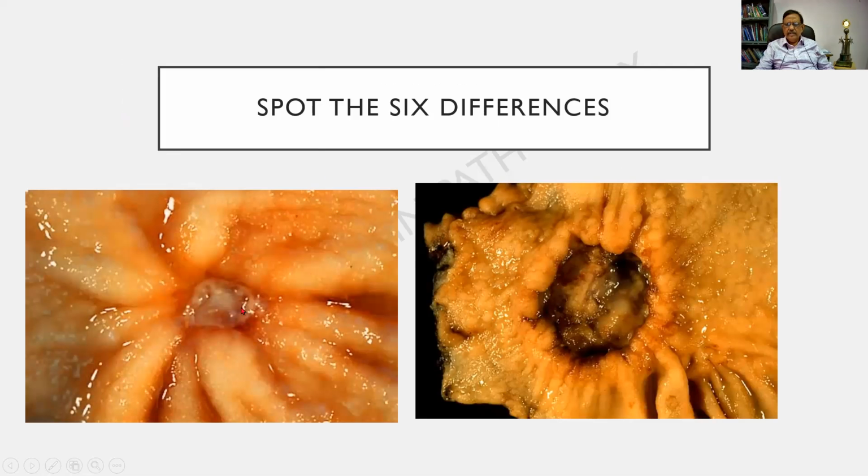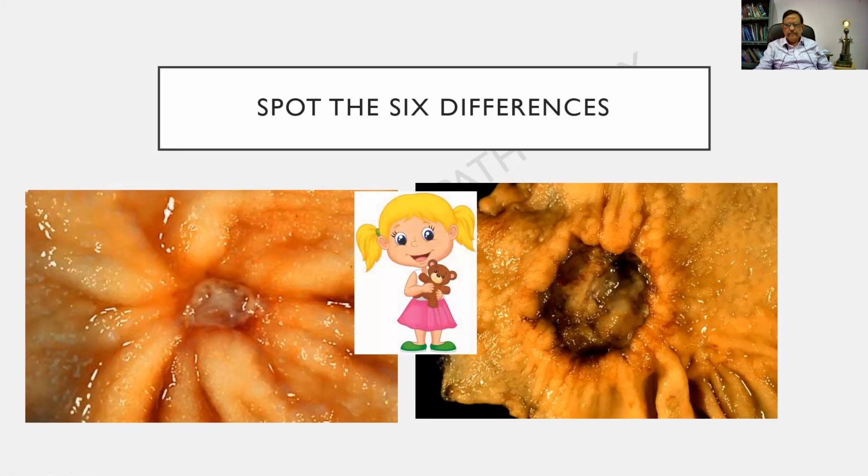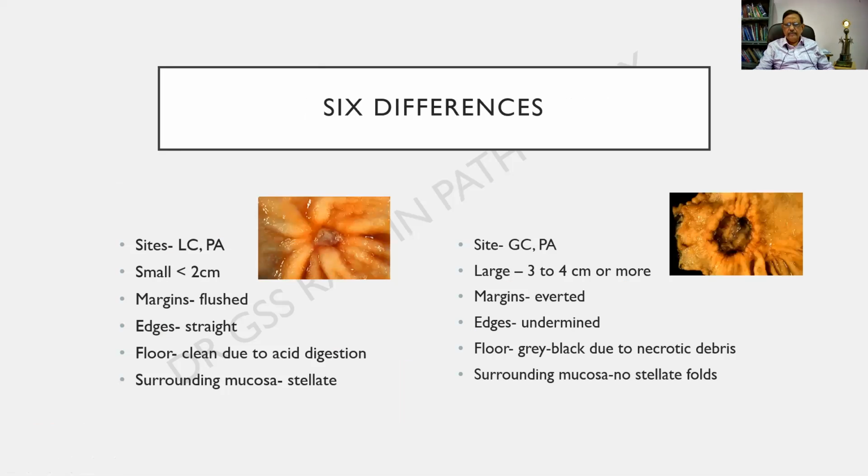Spot the differences. Most of my slides will be pictures, and pictures means pathology. Here is the ulcer that we had seen earlier, and this is slightly different. So what are the 6 differences that we can see? You can spend a little time and try to find out. Six differences is a kindergarten question. And what are the 6 differences?